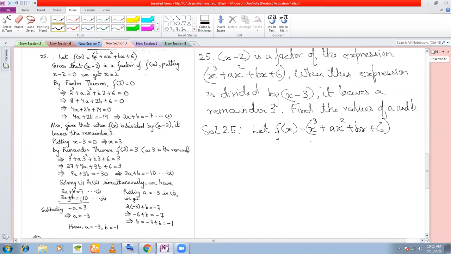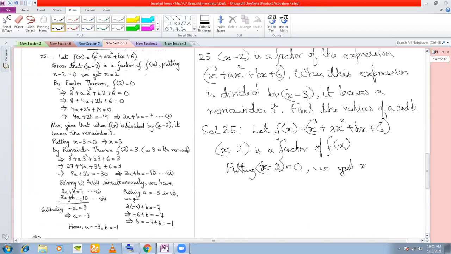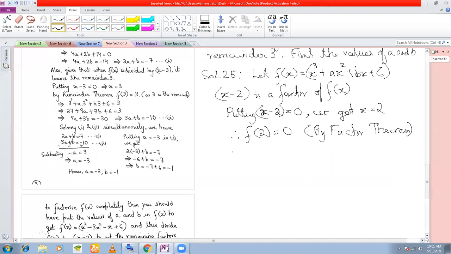Fine. Now it is given to you that x minus 2 is a factor of the expression. So here, x minus 2 is a factor of f(x). Putting x minus 2 equal to 0, we get x equal to 2. Therefore, f(2) must be equal to 0 by the factor theorem, because 2 is a root of the polynomial f(x).